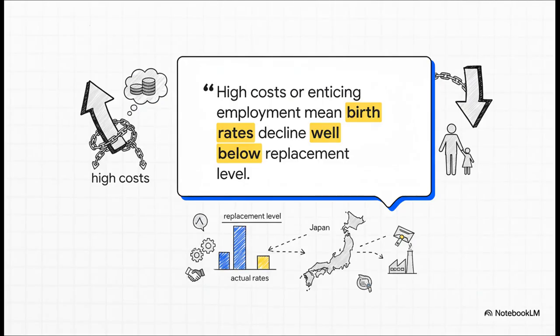And this quote here really nails the why behind it. In these super advanced economies, the high cost of living, combined with more career opportunities, especially for women, just pushes birth rates way down. They fall below what's called the replacement level, which is about 2.1 children per woman. So this decline isn't an accident. It's a direct result of modern life in places like Japan, Germany, and Italy.